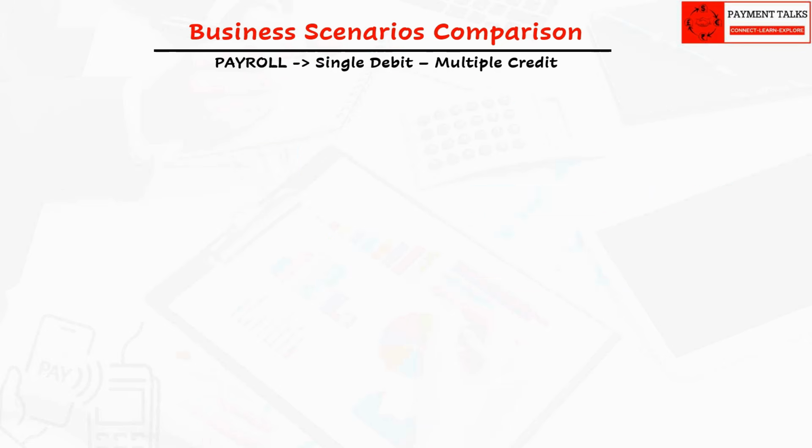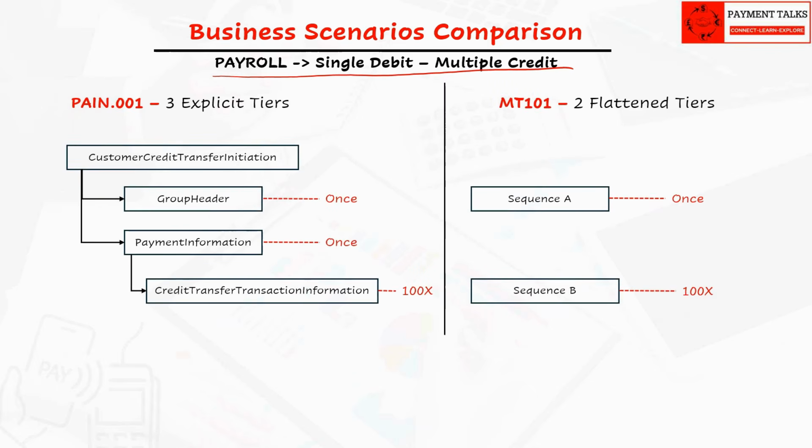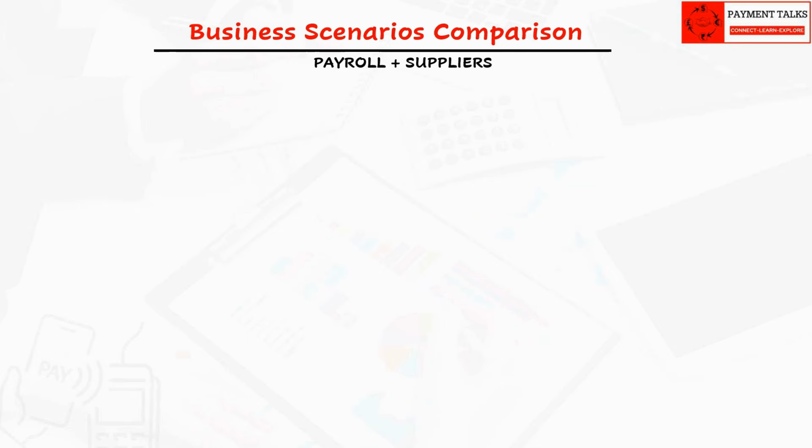For a bulk scenario with single debit, like payment of salaries or payment of suppliers, we can have clean mapping between both formats. As you can see, PAIN.001 has one group header, one payment info and 100 transactions for 100 employee salaries. Similarly, MT101 has one sequence A with 100 sequence B for 100 employee salaries. We shall discuss the fields and mapping in detail in the next videos.